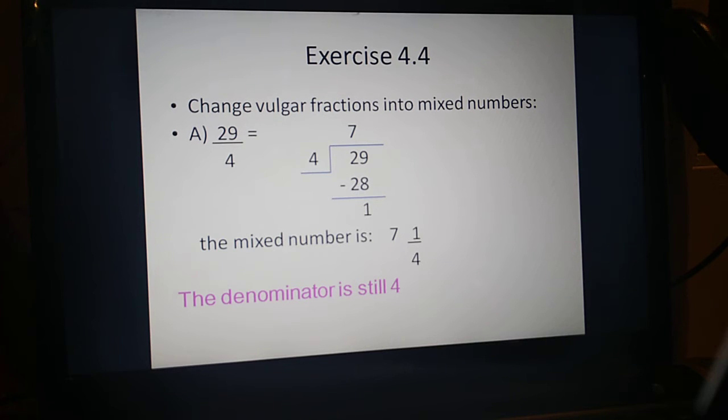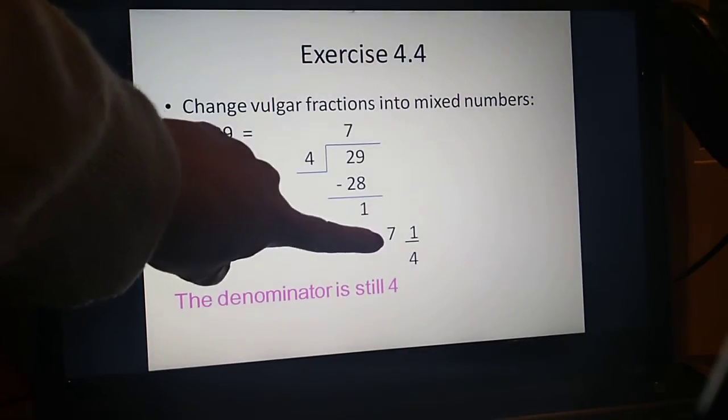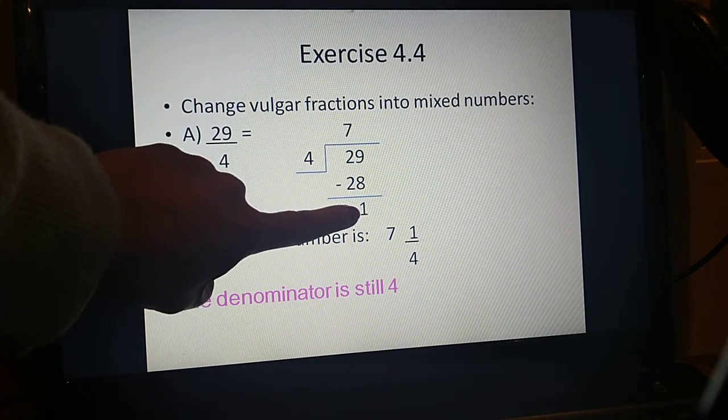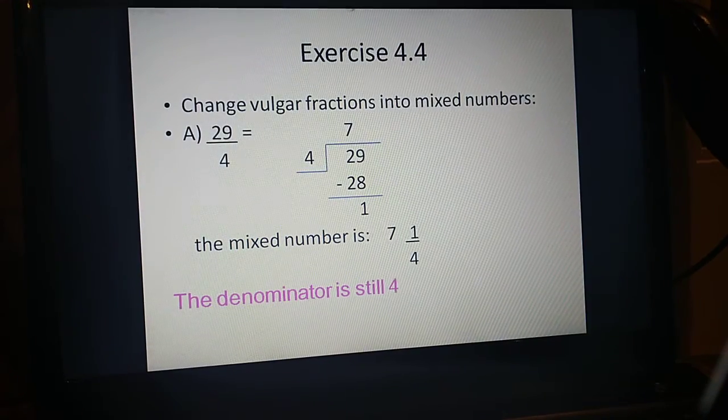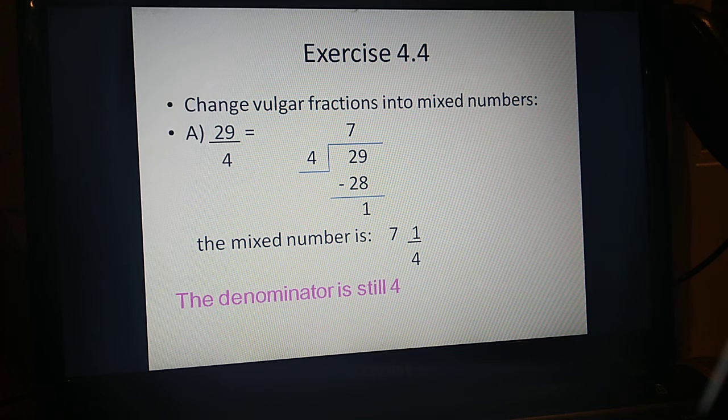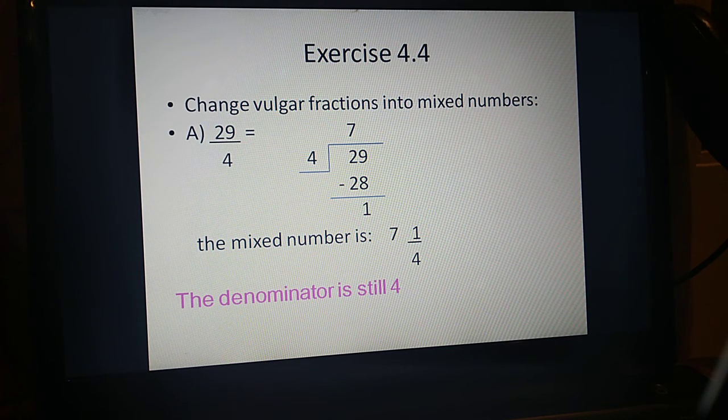Okay, let's try. 29 divided by 4, that's 7. But multiplying 7 by 4 gives me 28. Now when I subtract, what's the remainder? 1. This means that 7 is the whole number. The remainder 1 is the numerator, and 4 the denominator stays the denominator. So the answer is 7 and 1 out of 4. The denominator never changes.